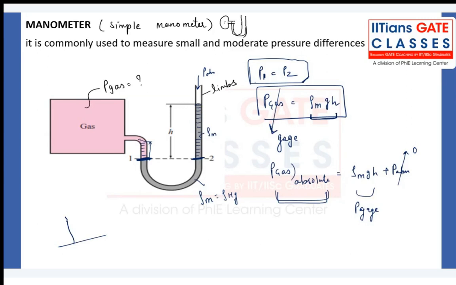Getting your point? Low pressure or high pressure, atmospheric pressure will not affect the mercury height in the tube. That much fluctuation is not there, right? That's why we use mercury as the manometer fluid, so that the reading will be stable, right? Getting my point, right?